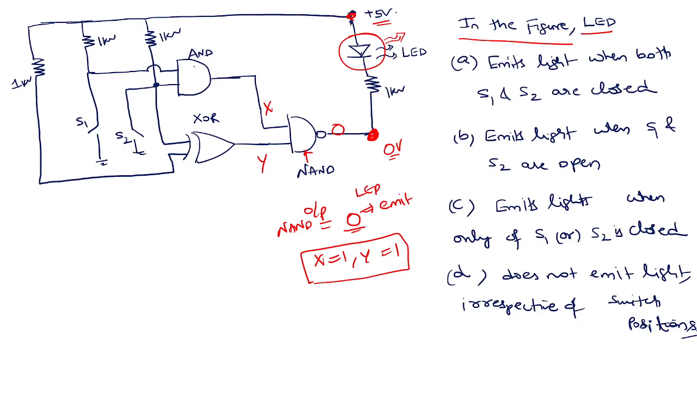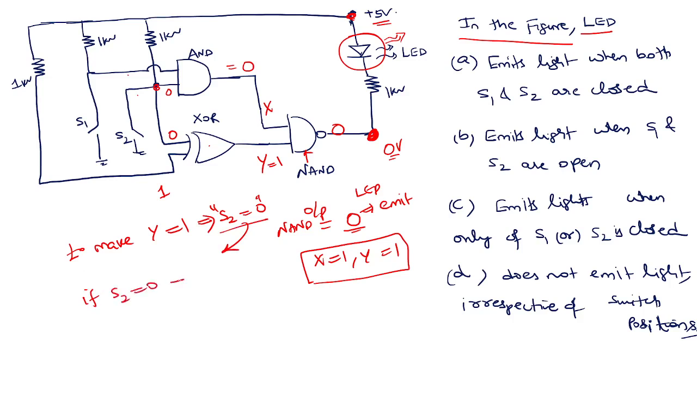X is an AND gate connected to S1 and S2. The XOR is connected to S2 and the other input. What is this input? This is connected to 5, which means this logic is 1. To make Y equal to 1, this S2 should be 0. This needs to be 0 such that Y will become 1. If this is 0, and it is connected to the AND operation, the output is going to be 0.